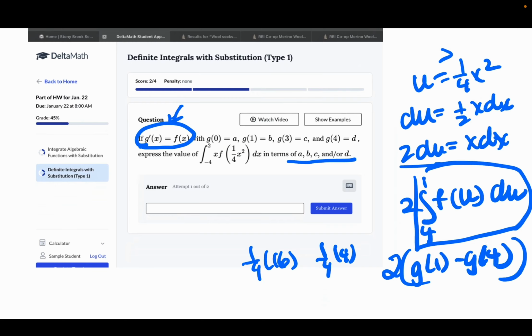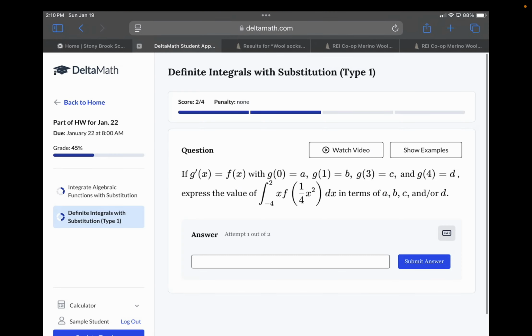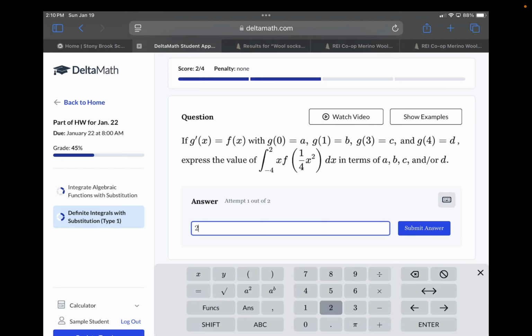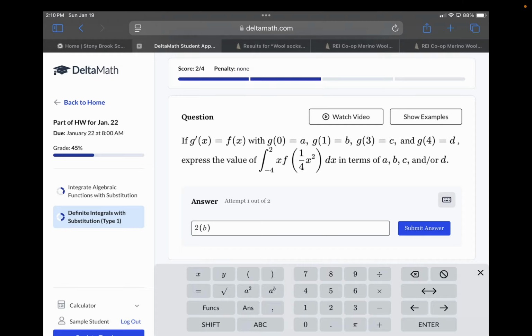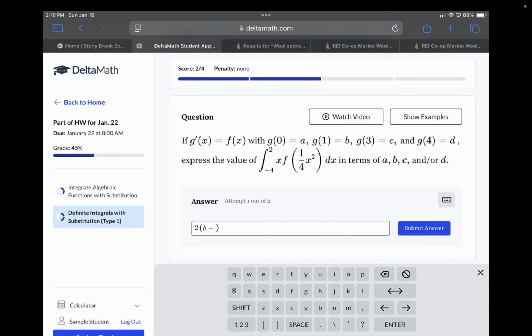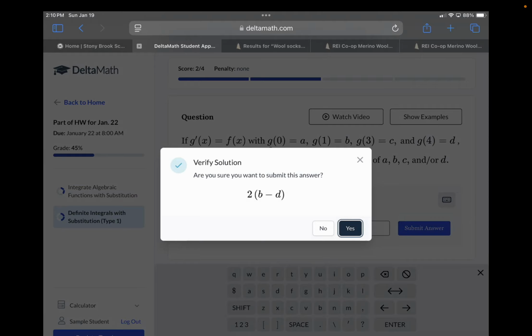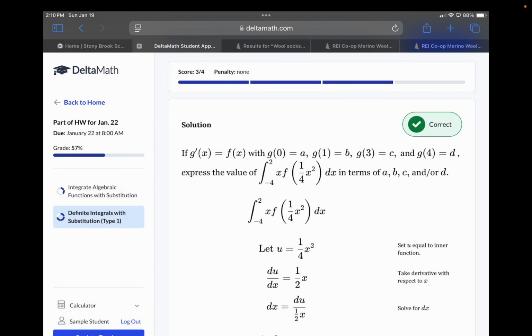So our clue here is the antiderivative of f would be g, because g prime equals f. And so if you take the antiderivative, you go back to g. And then g of 1 was b, and g of 4 was d. So I guess I could just type it in like that. Let's try it. 2 times b minus d. Okay.